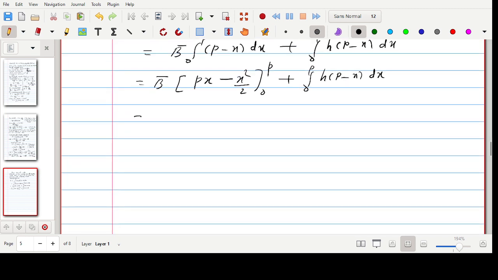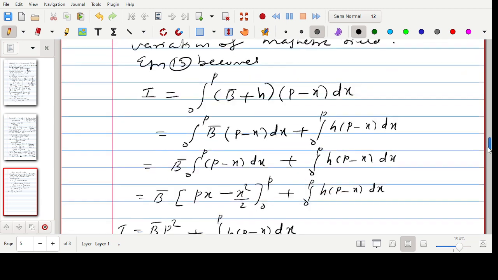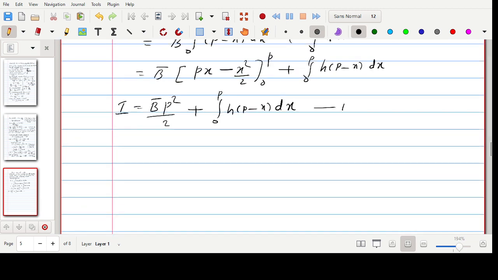So this I can write as b bar into, what is its value? P into p minus p, so p square minus p square by 2. This will be p square by 2. So b bar p square by 2 plus integral 0 to p h into p minus x dx. This integral I have evaluated as equation 16.